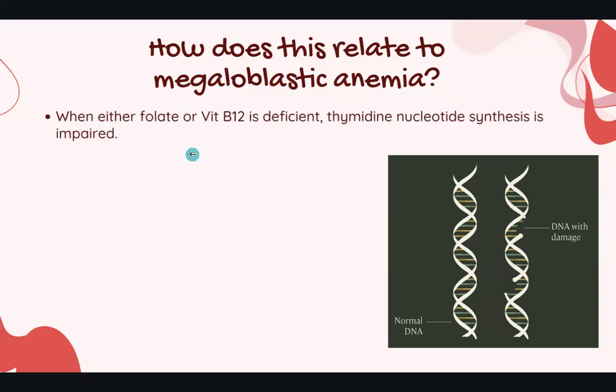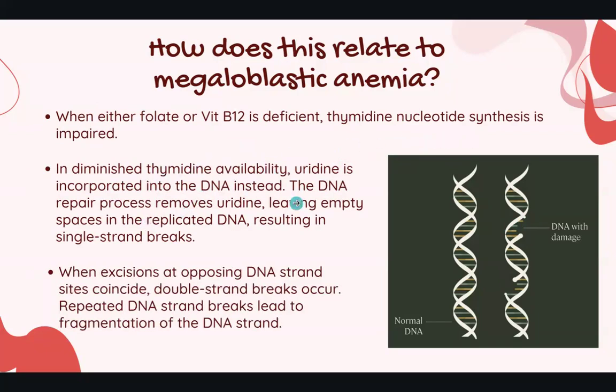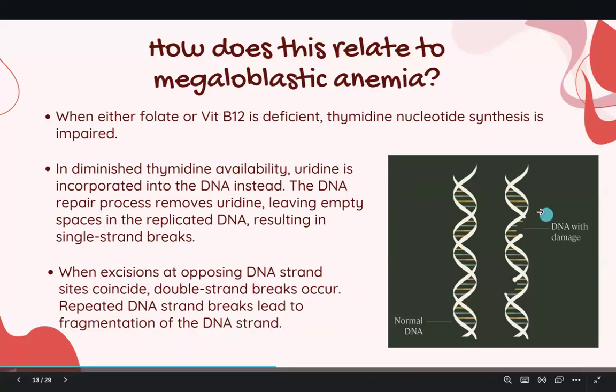So when either folate or vitamin B12 is deficient, you will not be able to produce thymine. So thymidine nucleotide synthesis is impaired. With diminished thymidine availability, uridine is incorporated into the DNA instead of thymine. And the repair process removes this uridine, leaving empty spaces in the replicated DNA, resulting in single-strand breaks. When excisions at opposing DNA strand sites coincide, double-stranded DNA breaks occur. And repeated DNA strand breaks lead to fragmentation of the DNA strand.